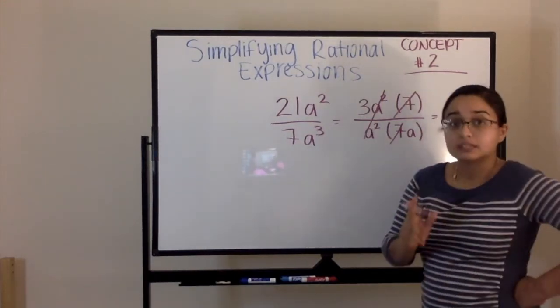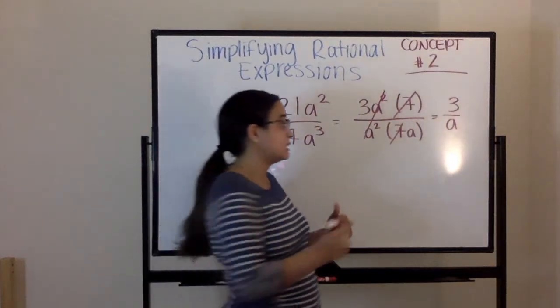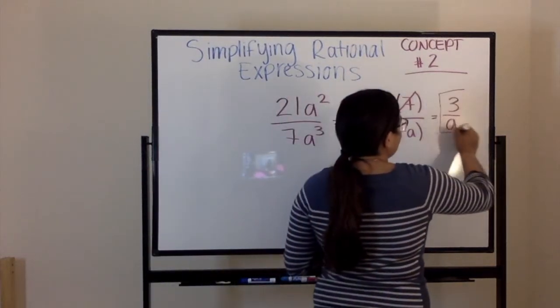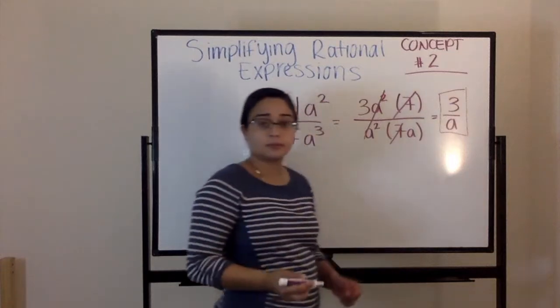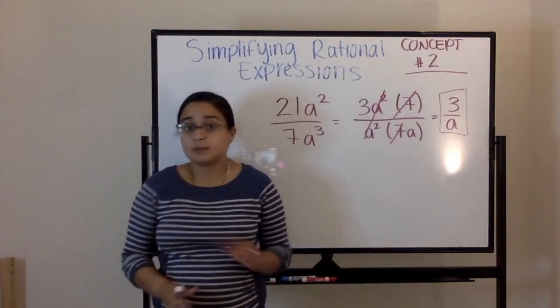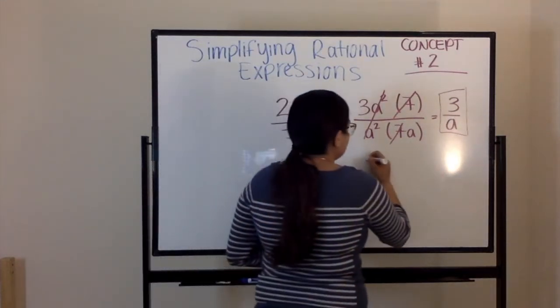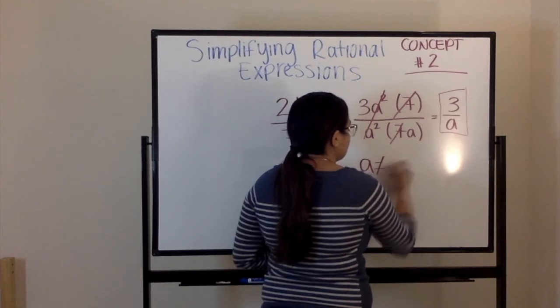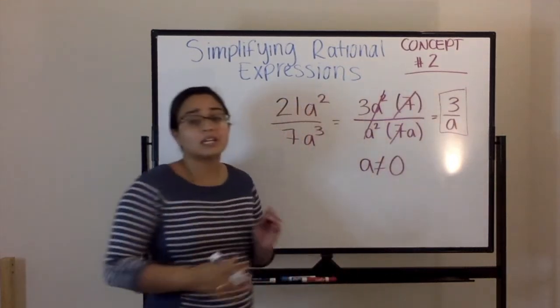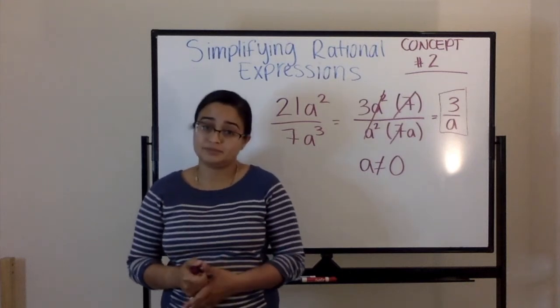Now, something important. If that is my final answer, which it is, you see how my bottom number is a variable? And in fractions, the denominator can never be 0. So, you can always add that a cannot equal 0. So it can be any number, but it cannot be 0.